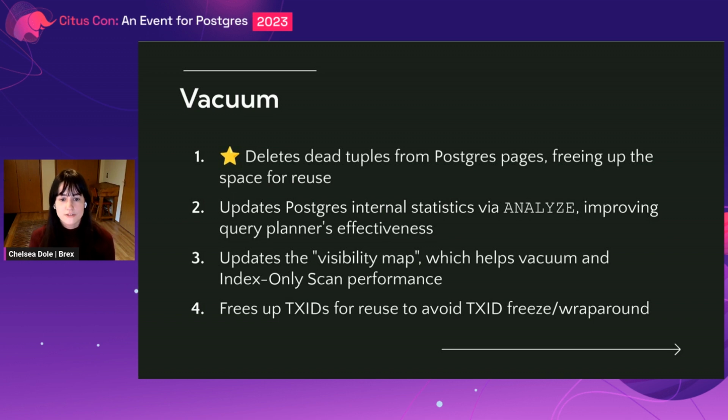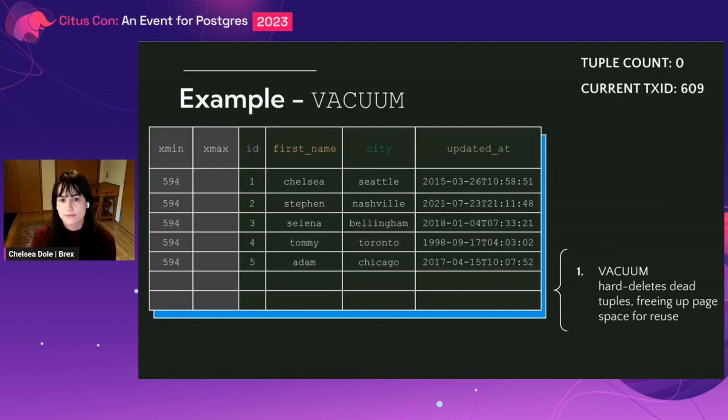To get around this, we use vacuum. Vacuum has a lot of jobs, but the one we're most interested in today is the first. It deletes dead tuples from Postgres pages, which frees up the space for reuse. It also does things such as updating Postgres' internal stats via analyze, which improves the query planner's effectiveness. It updates the visibility map, which helps vacuum and index-only scan performance in the future. And also it frees up transaction IDs for reuse because they're of limited number, and this prevents transaction ID freezing, which in turn prevents transaction ID wraparound.